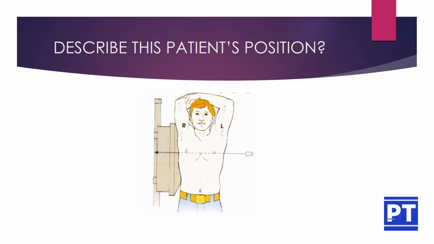So will you be able to describe this patient position? This is the image receptor, and from this image you can see that this is the patient's right side, this is the patient's left side, and CR means the central ray. So the ray is coming from here. Okay. So which side of the patient is in contact with the image receptor? It is the right side.